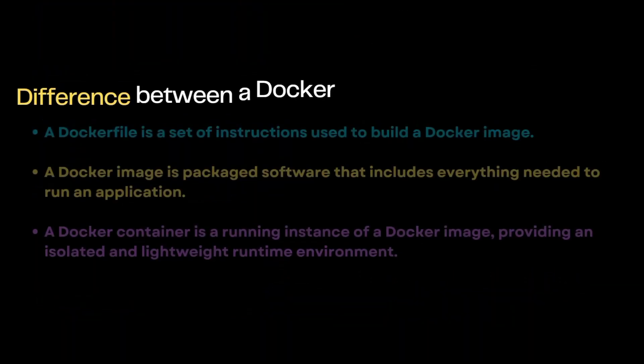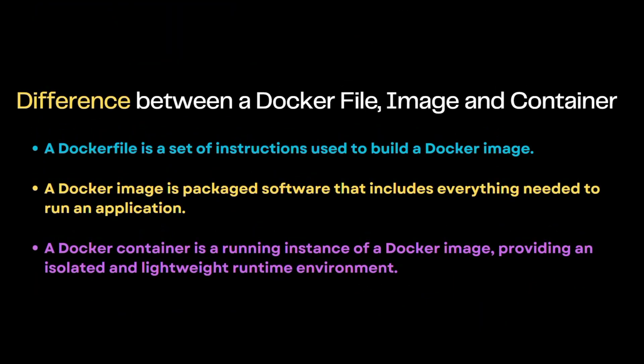So, let's summarize the difference between a Dockerfile, Docker image, and container. A Dockerfile is a set of instructions used to build a Docker image. A Docker image is a packaged software that includes everything needed to run an application. A Docker container is a running instance of a Docker image, providing an isolated and lightweight runtime environment. I hope this cleared up what a Dockerfile, image, and container are.